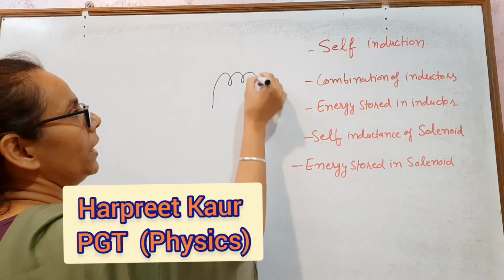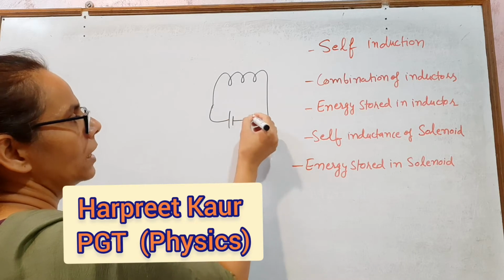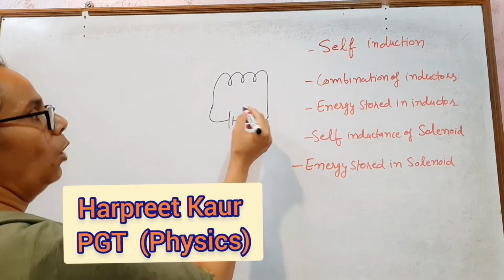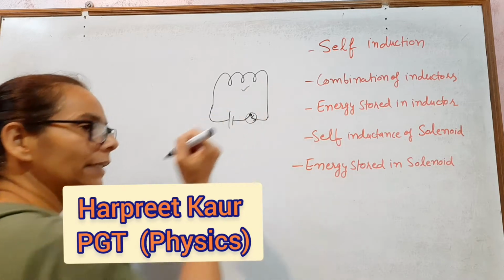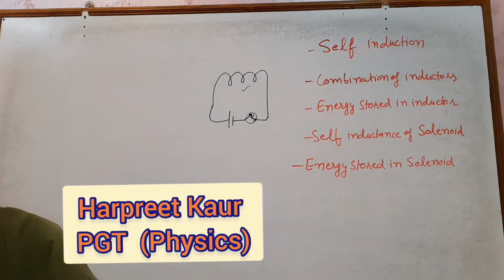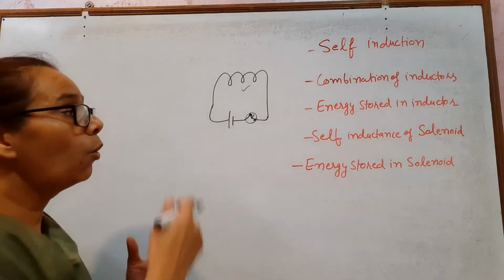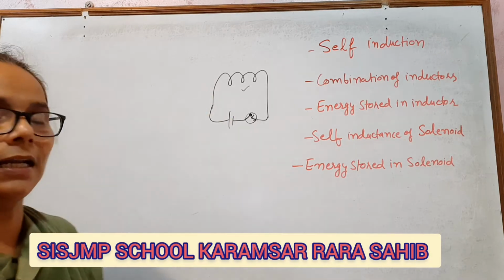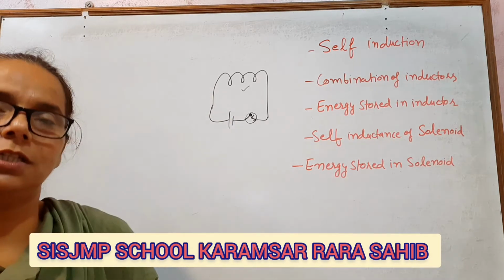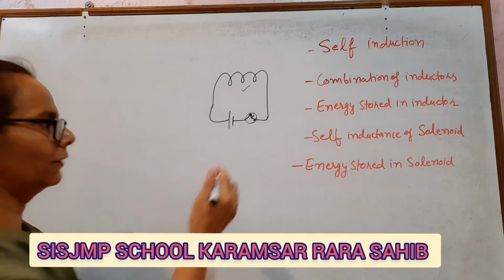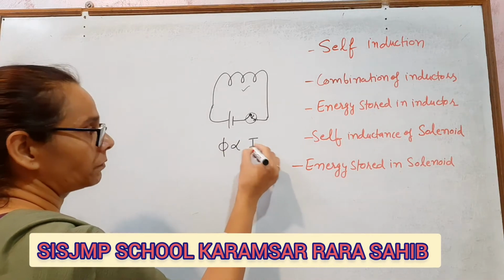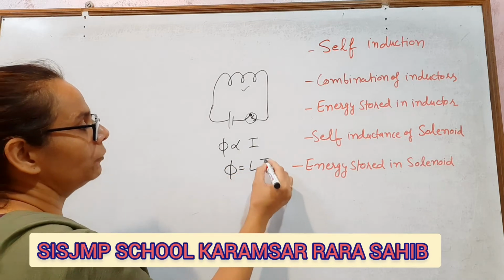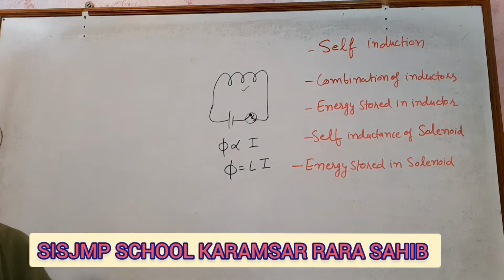When we say we have the coil, we have the source and we have the tapping key here. When the current grows, it gives the induction. When the current decays, it gives the induction, because when there is a growth and decay of current, there is a change of flux of this coil. That is, this induction is called the self-induction. And we can say this flux is proportional to current, and we have the constant that is called the coefficient of self-induction, that is L.